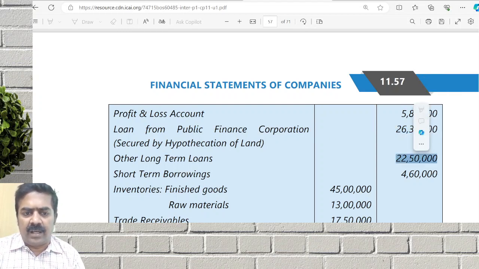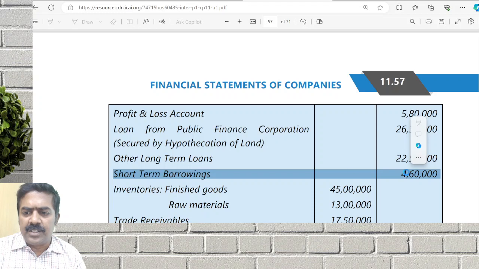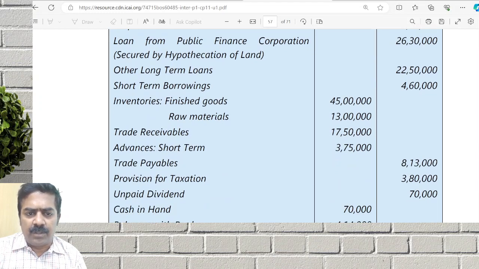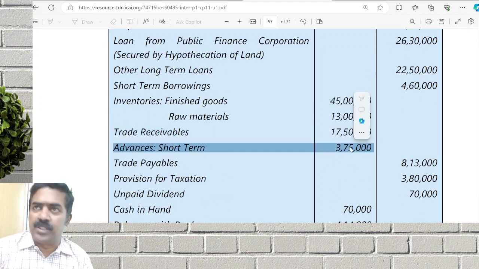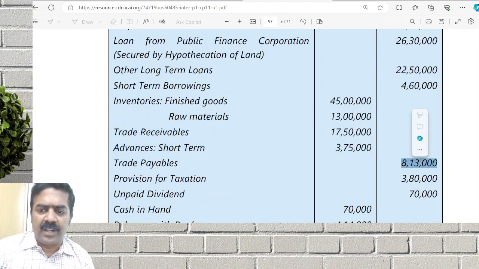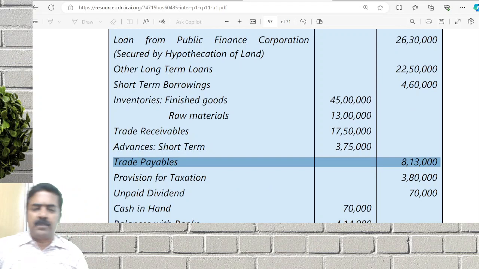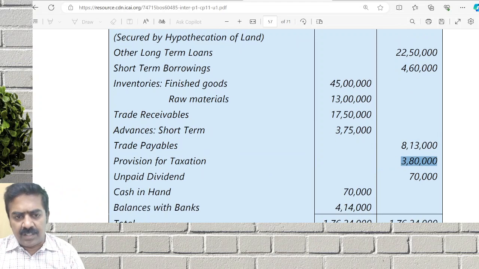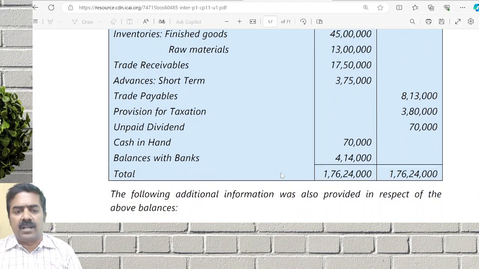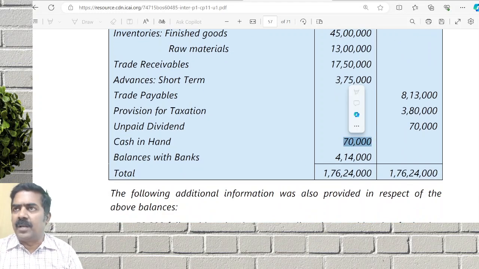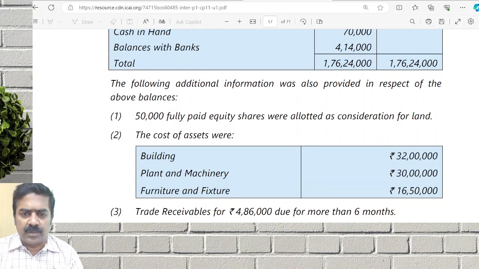Non-current liability. Long-term loans, non-current liability. Short-term borrowing, current liability. Closing stock, of course, comes in the balance sheet. Trade receivable, current asset. Advances, under short-term loans and advances. Trade payable, current liability. Provision for tax, under short-term provisions. Unpaid dividend will come as other current liability. Cash in hand will come under what? Cash and cash equivalent. This also will come under cash and cash equivalents.